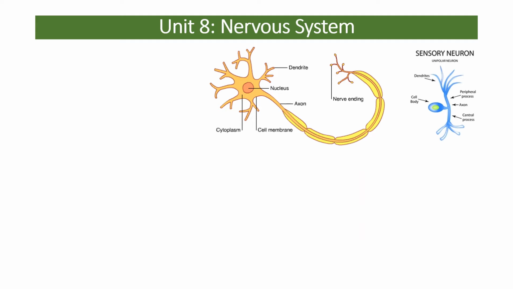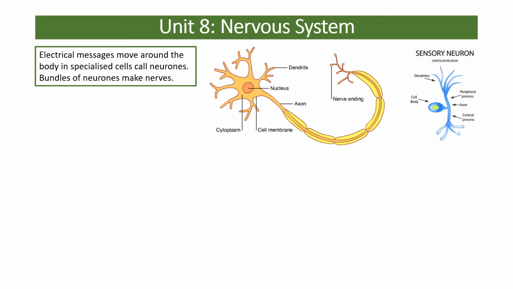So you need to understand about the nervous system, and that electrical impulses or messages are travelled around specialised cells called neurons, which are adapted by being long, allowing these electrical messages to go through. A bundle of neurons is what we call a nerve. So you can pretty much move between the word nerve cell and neuron, and you won't get penalised, but do be aware that that's what it means.